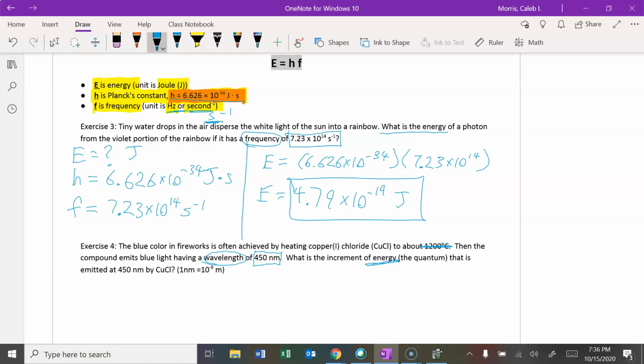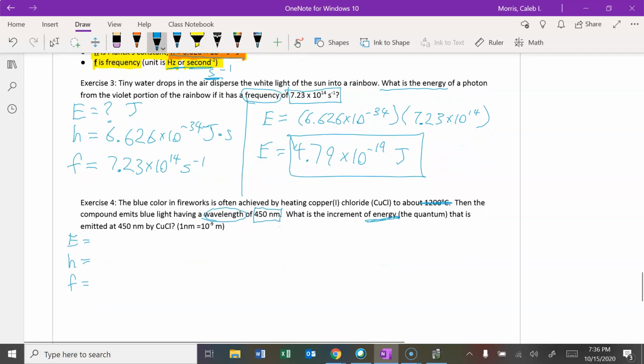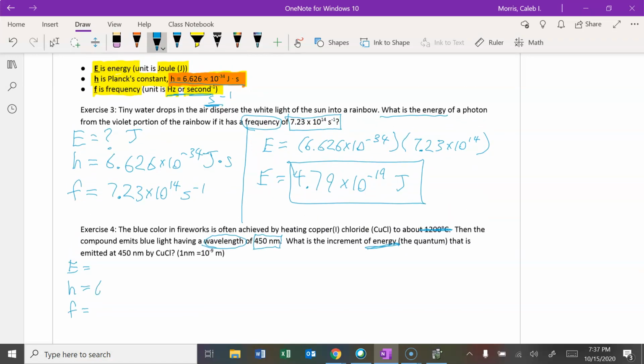So our equation for energy is E equals hf, right? And h we said is 6.626 times 10 to the negative 34th joules seconds. Joules times seconds. All right. Here's the problem. I don't have frequency. I have wavelength. So how could I even solve this problem?